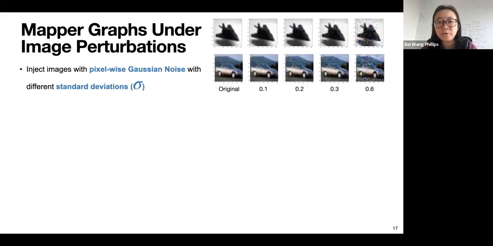Next, I'm going to inject noise into my images. In this case, I have an original image of an automobile and I'm going to add Gaussian noise. From left to right, I'm adding more and more Gaussian noise. You can see the images become more and more noisy, and I'm going to use those images to probe my model.